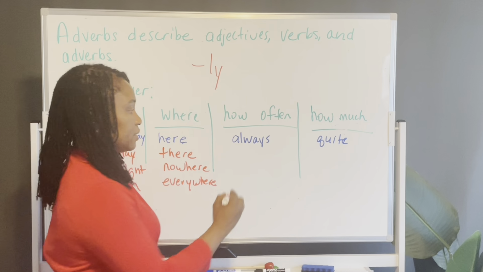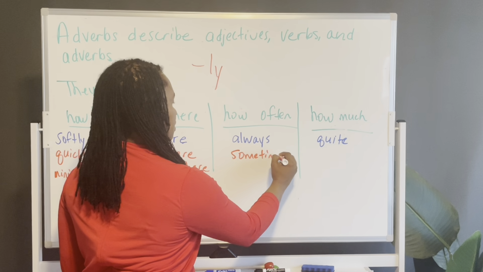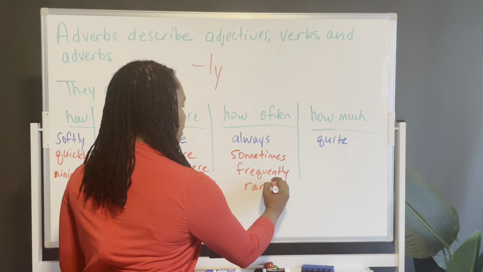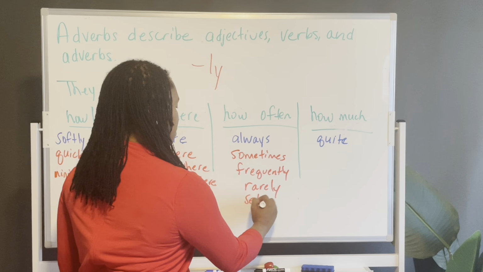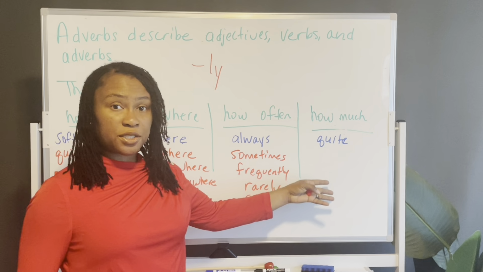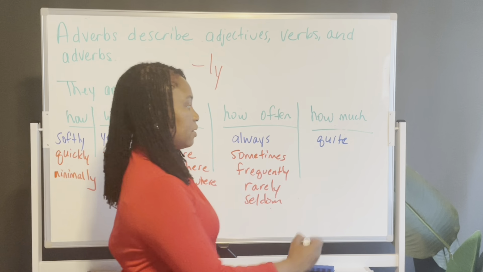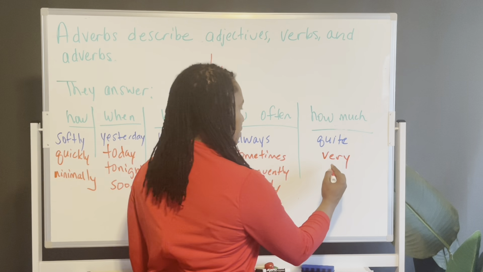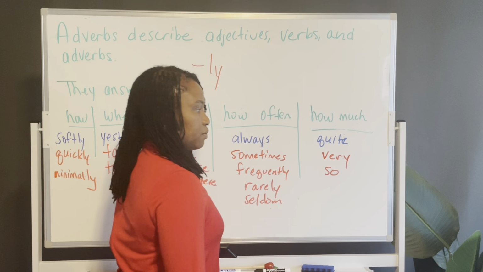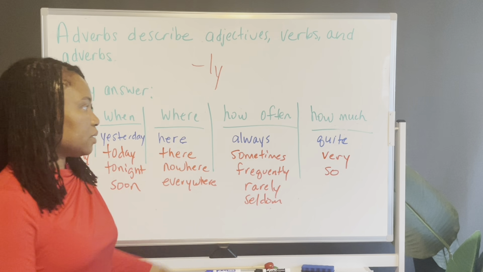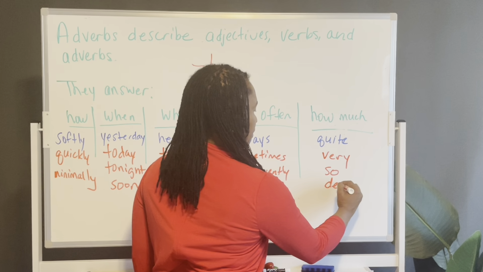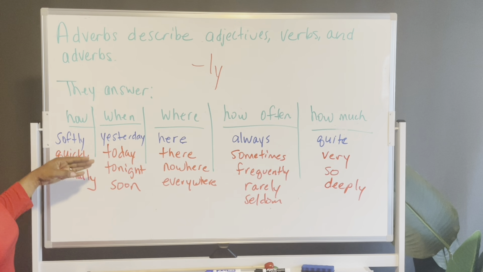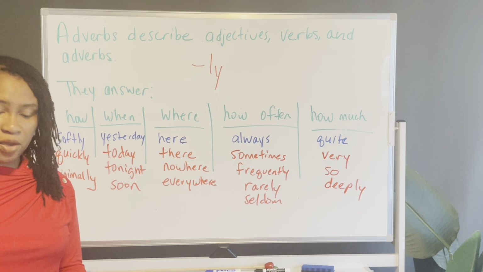How often? Always. Sometimes. Frequently. Rarely. There's the ly. Seldom. Okay. And how much? Okay, quite. Very. Okay, very much. Let's see. So. Okay, let's try deeply. Also another ly. So these are just a few of examples for how they answer. How, when, where, how often, and how much.